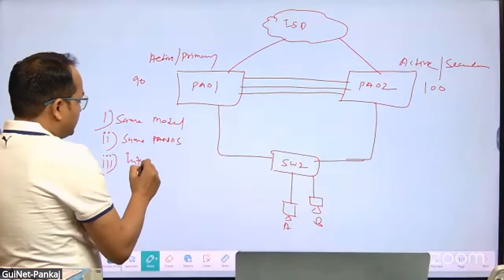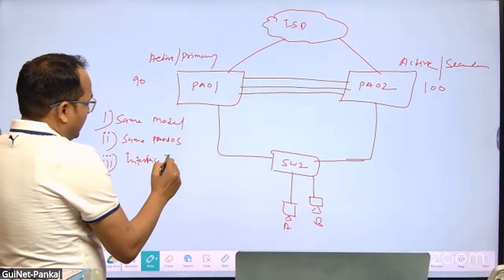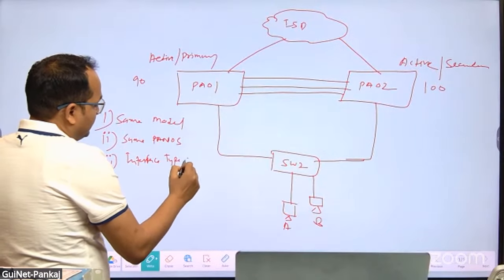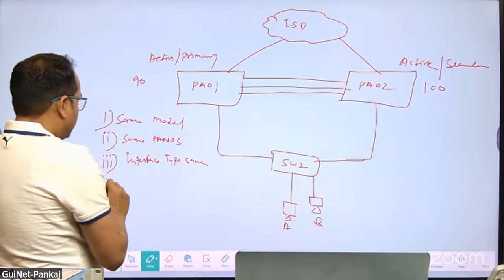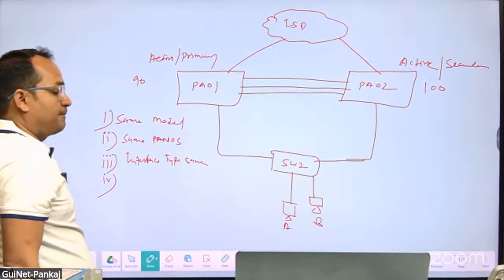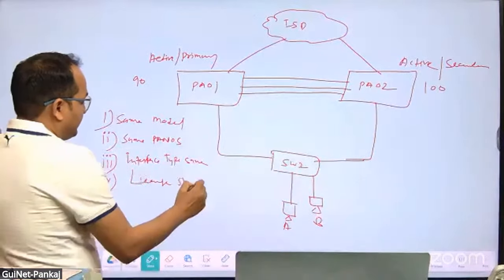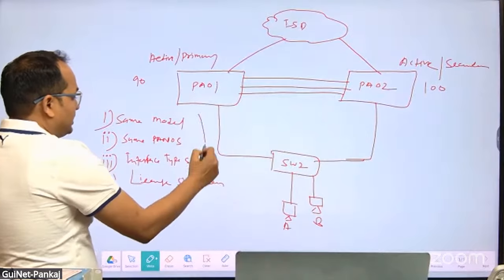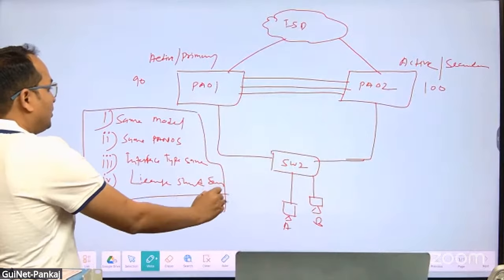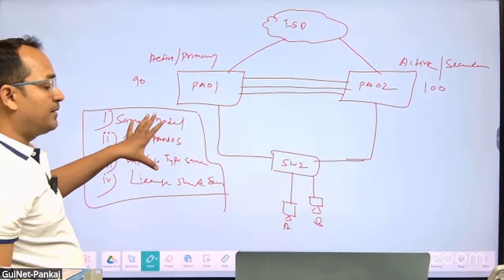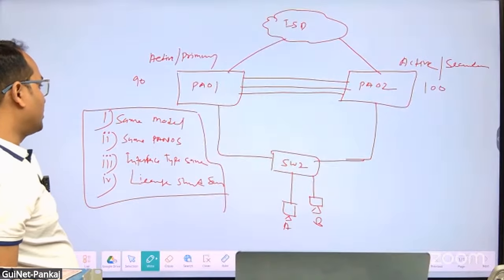Two things are missing. Hardware configuration should be the same. Yes, so the hardware, that is the interface type, should be the same. What else? One more important missing parameter: license. Yes, the license should be the same. So if you're going to make HA, all these four parameters should be the same, then it is going to act as HA, else it is not going to work as HA.